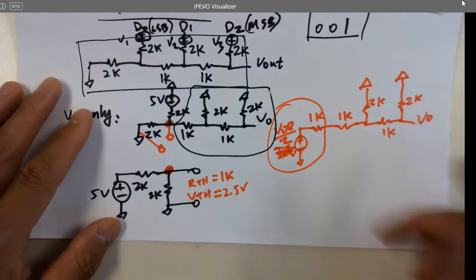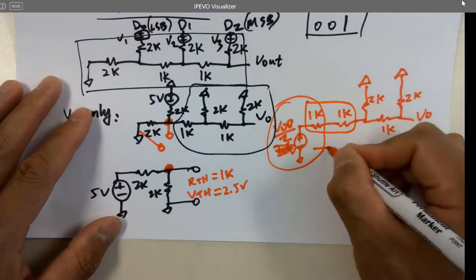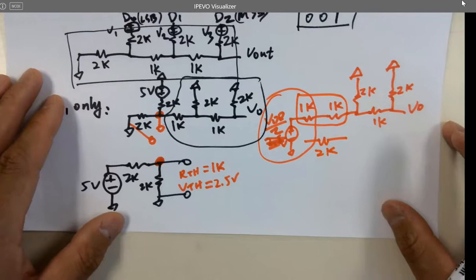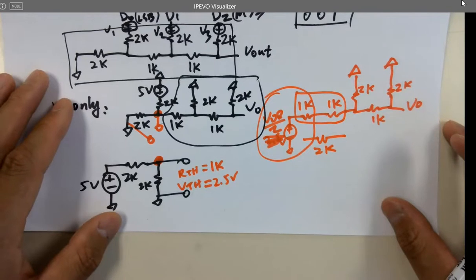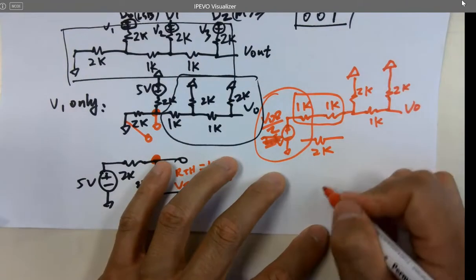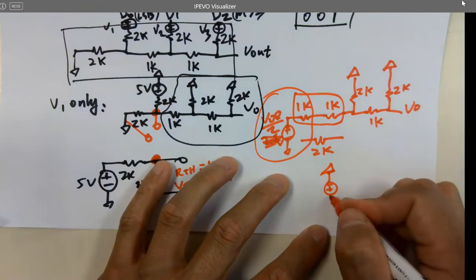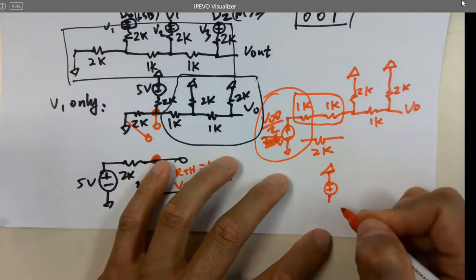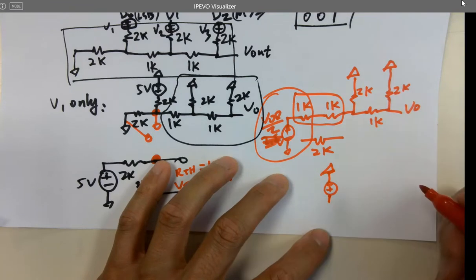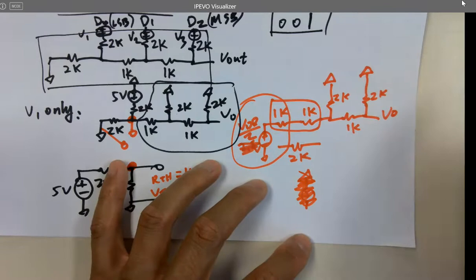What's next? You combine these two as one 2K resistor. And then it becomes, if you switch this to the top, it becomes this. Just rotate it. It's not going to change anything. Let me show you. You don't have to rotate it. I was just trying to make it look easier. But anyway, let's not rotate it.